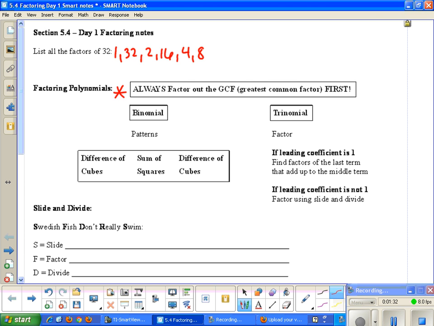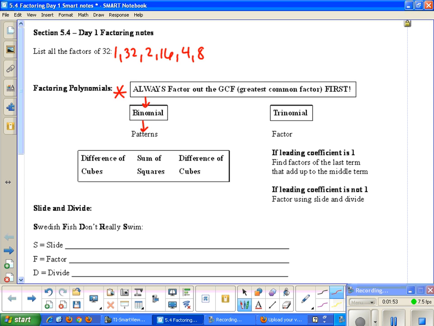After you do that, and of course this is after you've already combined all like terms and everything and it's in standard form, then you look to see how many terms do you have. Do you have 2 terms, a binomial, or do you have 3 terms, a trinomial? So if you have 2 terms, a binomial, then you would look for specific patterns that we have.